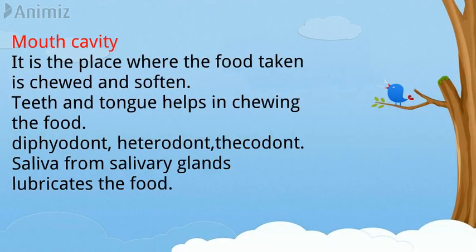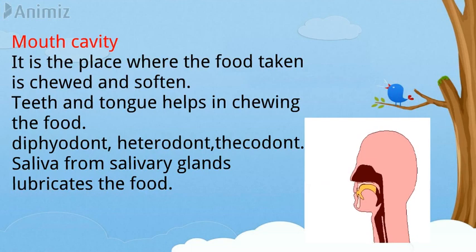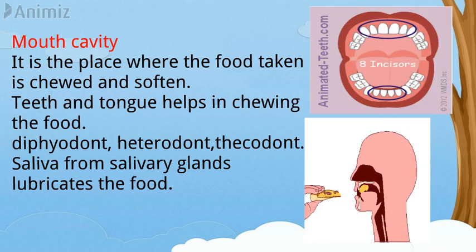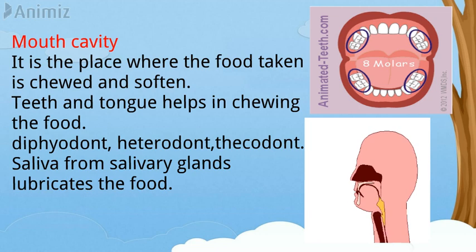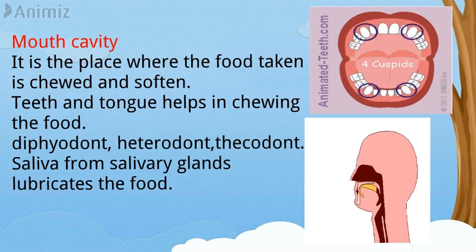It is the place where the food is chewed, softened and mixed with the saliva that is produced by the salivary glands. Teeth in human beings develop twice, first as milk teeth and later on as permanent teeth. Heterodont, different types of teeth are present, that is incisors, canines, premolars and molars, according to their different functions. And it is thecodont, that means the arrangement of the teeth. In human beings, teeth are arranged in two different jaws, upper jaw and lower jaw. The movement of this jaw helps in chewing.